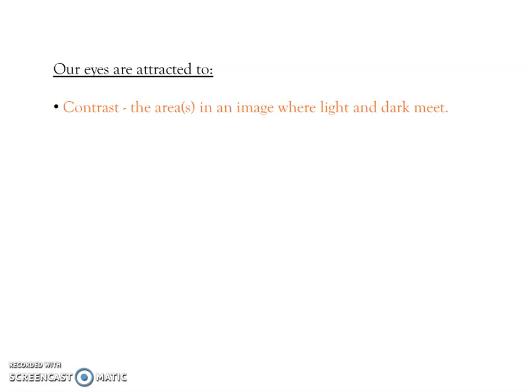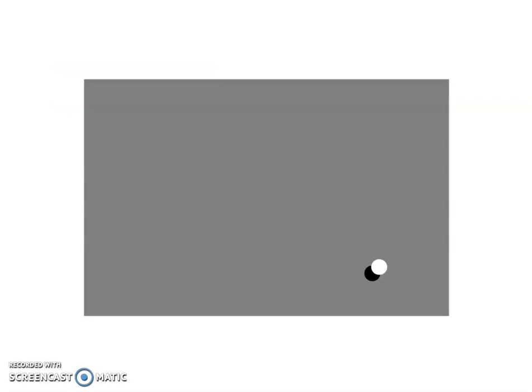Contrast. So areas in an image where light and dark meet. That's contrast. Right? Our eyes jump to the bottom right where that black and white dot meet. Top left. Top right. Bottom right, right? Our eyes kind of seek out that information. We see information and our eyes try to make sense of it as soon as we can, and we're drawn to the extremes.